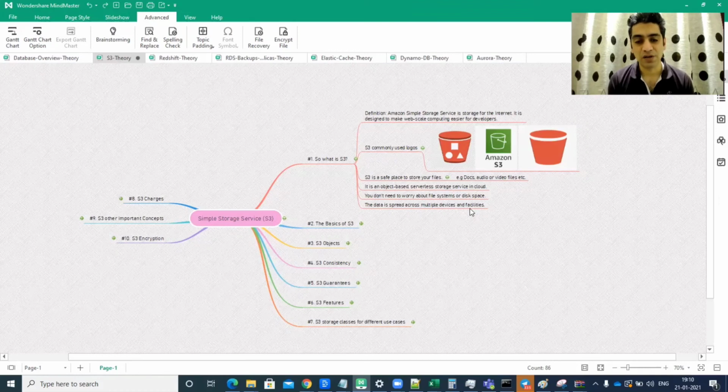That is what makes S3 highly available and durable. So the chances of losing your file or your file not being available at any point of time are very rare. So that's what S3 is about, and those are the major features of S3.